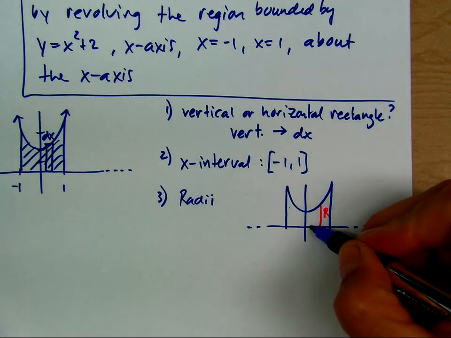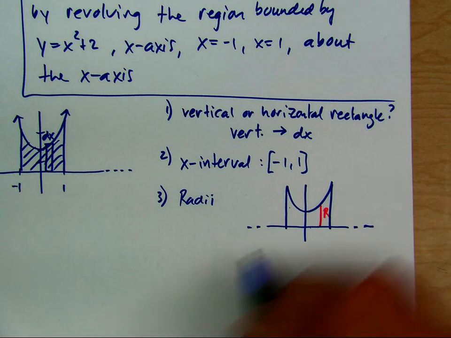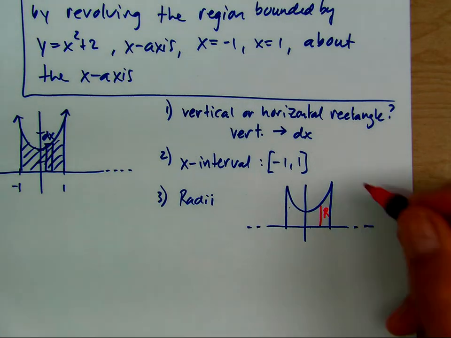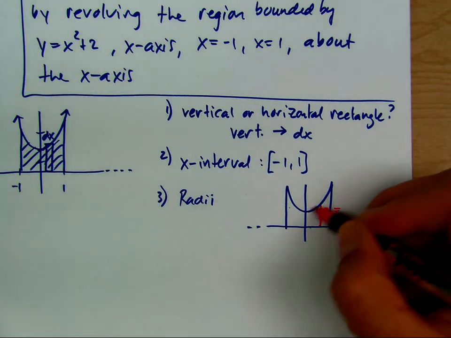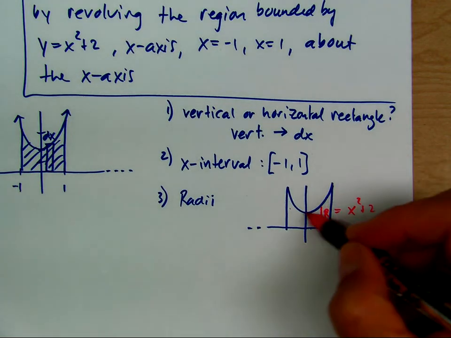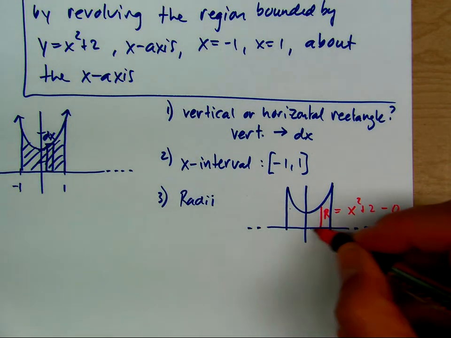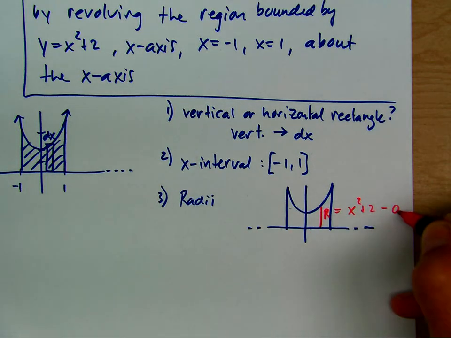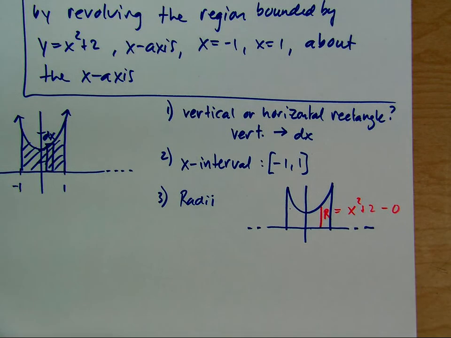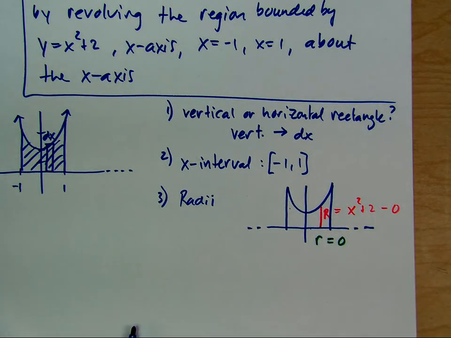Then go from the axis to the closest part of the region, but the closest part of the region is on the axis, so little r is 0, and we just have to use big R as the top minus the bottom. The top curve is x squared plus 2. And then we subtract the bottom curve, the x-axis, y equals 0. So now we have the radius. And since little r is 0, we don't need to worry about it here.